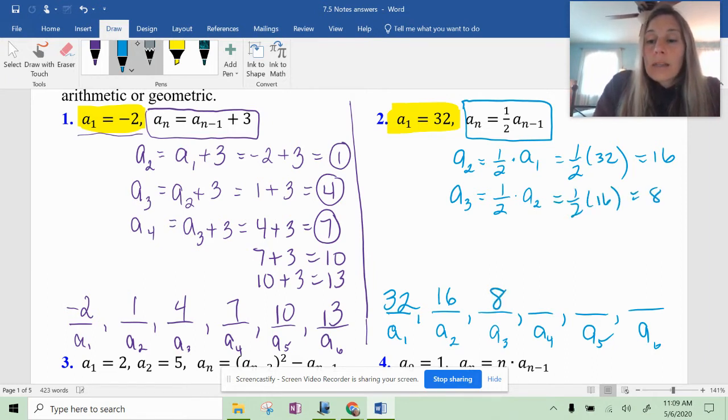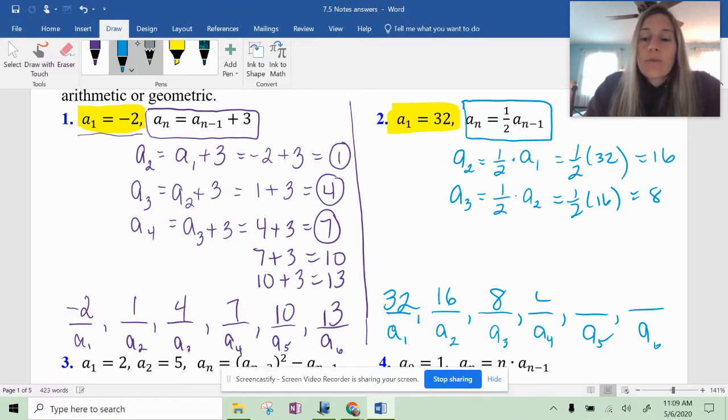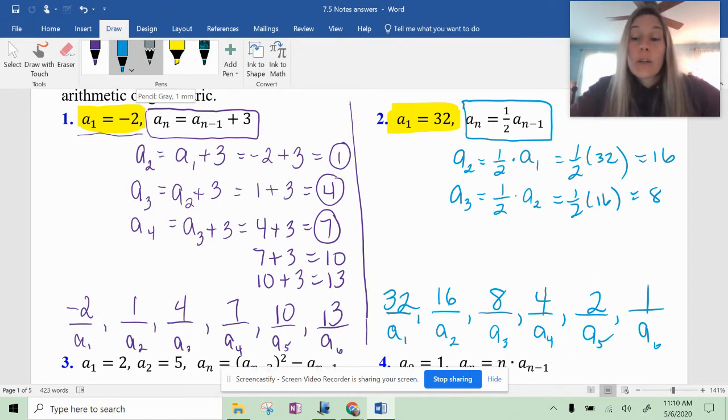Well, what's half of 16? 8. And at this point, you could probably just follow along. Oh, I see, I'm just taking the answer I got, the next number, and cutting it in half. So half of 8 is 4. Half of 4 is 2. Half of 2 is 1. So a sub 4 is 4, a sub 5 is 2, a sub 6 is 1. So your first 6 terms of that sequence would be 32, 16, 8, 4, 2, and 1.